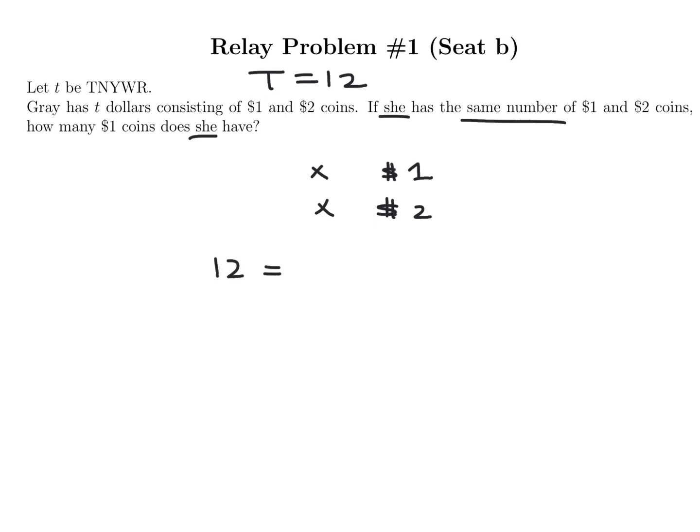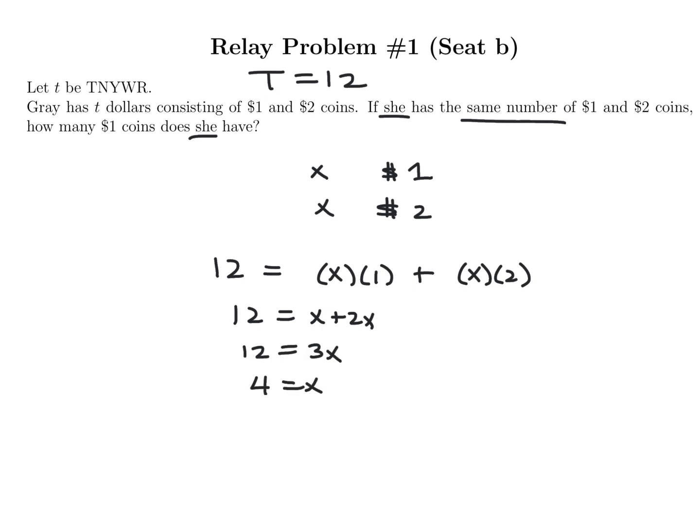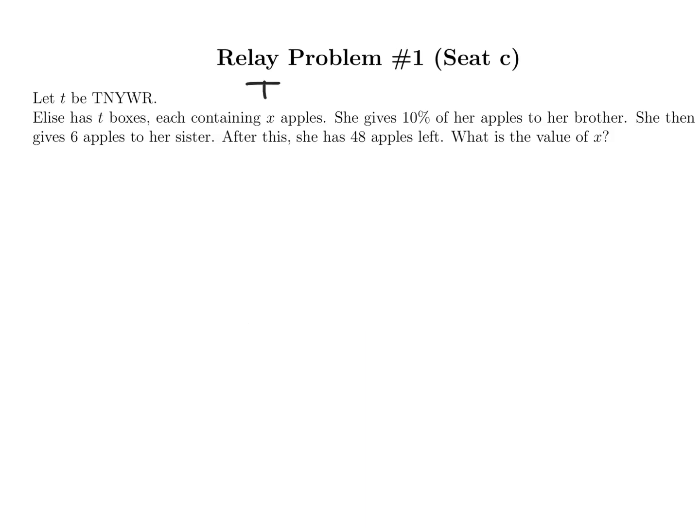So that would be the number of $1 coins, which is X, times $1, plus the number of $2 coins times 2. So this will be X plus 2X, and that's 3X, and therefore X is 4. And that is what they want. How many $1 coins? Well, X, and that's equal to 4. T is 4.